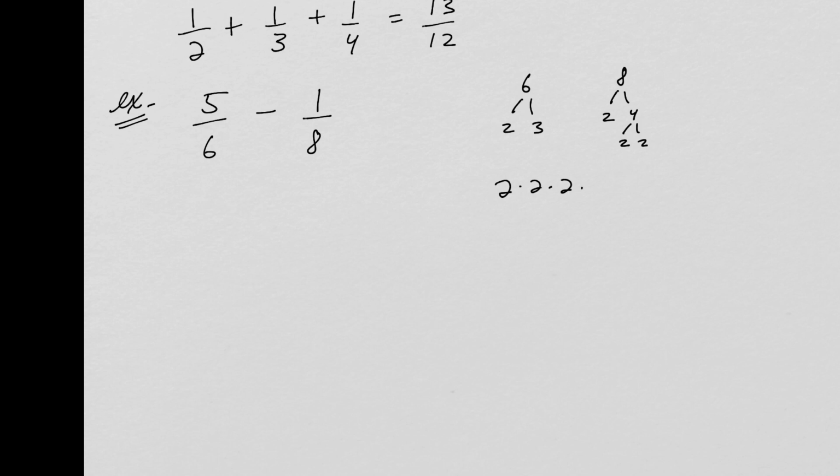The 3 occurs once in the first factorization, 0 times in the second, so the greatest number of times is once, I take it once. If you multiply those together, right, 2 times 2 is 4, times 2 is 8, times 3 is 24. So it is 24.